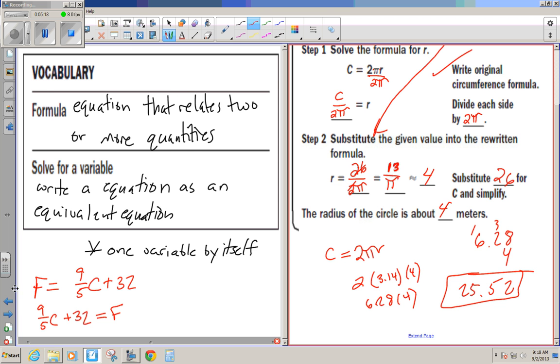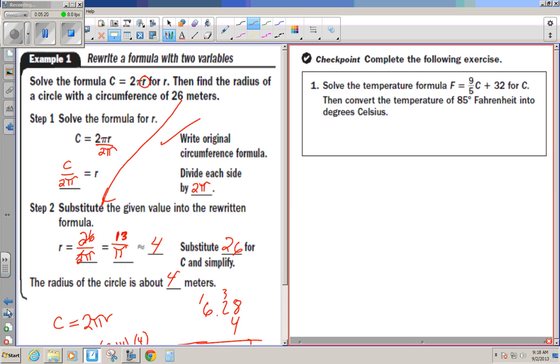All right, let's move on. Checkpoint. Complete the following exercise. Solve this temperature formula for C. Then convert 85 degrees Fahrenheit. All right, so start by writing the original equation. And we have to solve for C. We have to isolate this variable.